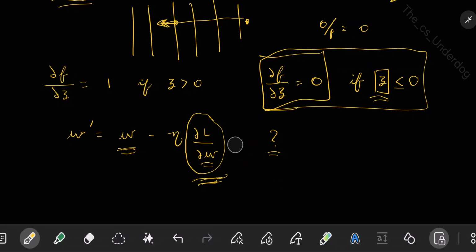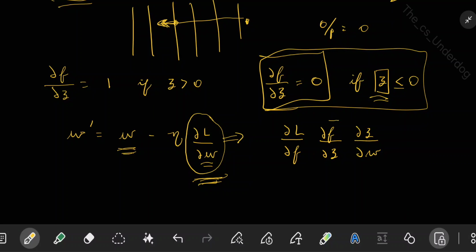Next thing you have to see here is this del L by del W. How are you going to calculate that? You will calculate it something like this. Let us say del L by del F. Then you will say del F by del Z into del Z by del W. This will be how you will actually be calculating.